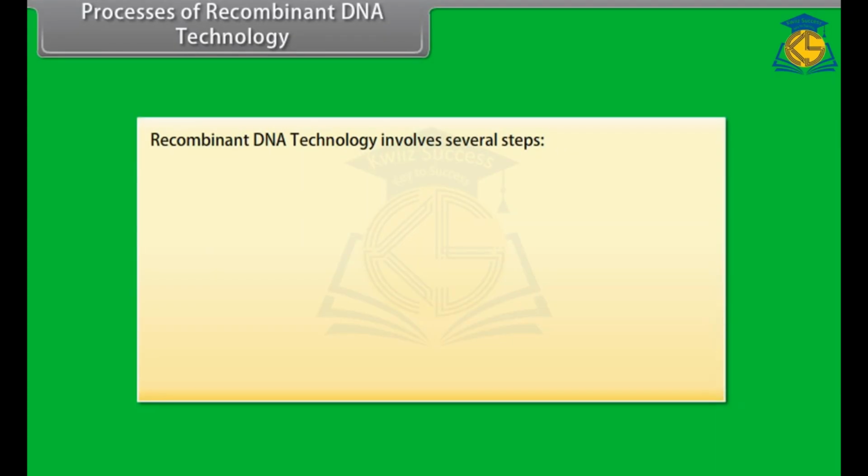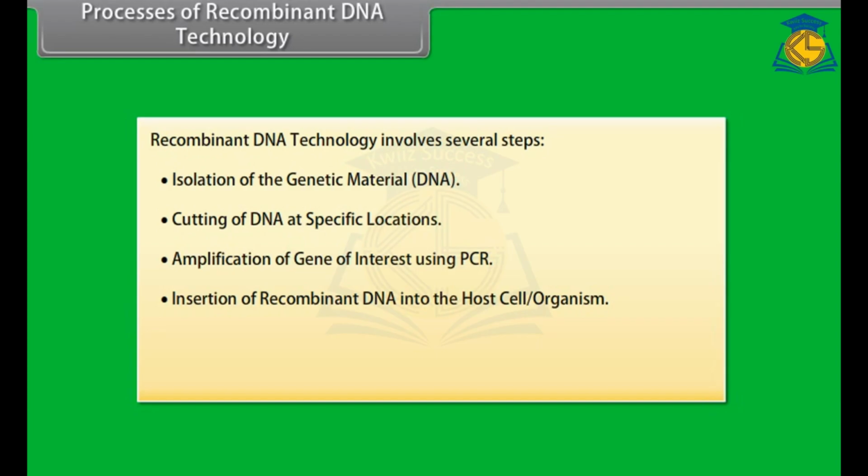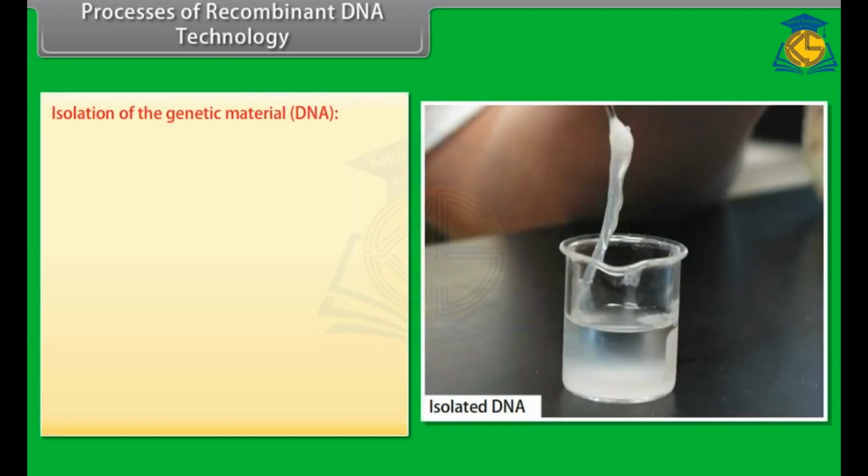Processes of recombinant DNA technology. Recombinant DNA technology involves several steps: isolation of the genetic material, DNA; cutting of DNA at specific locations; amplification of gene of interest using PCR; insertion of recombinant DNA into the host organism; obtaining the foreign gene product; and downstream processing.